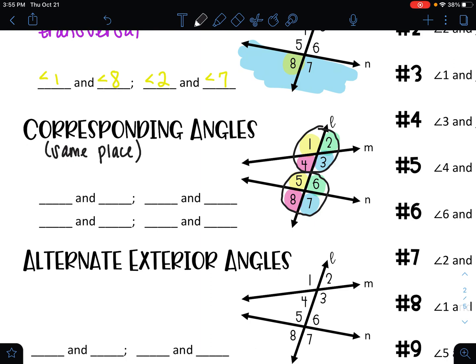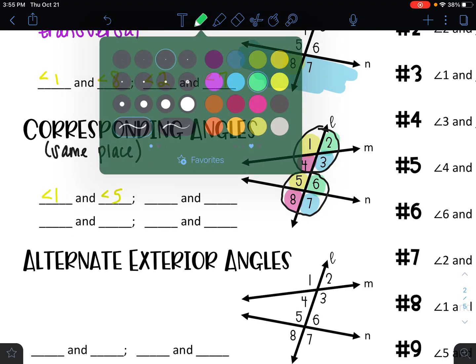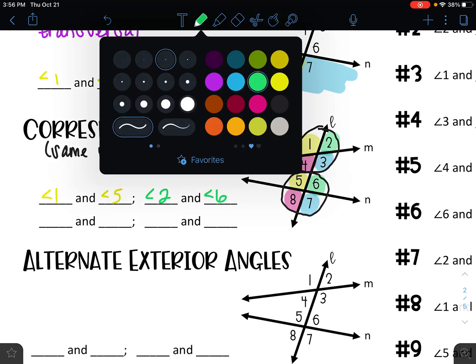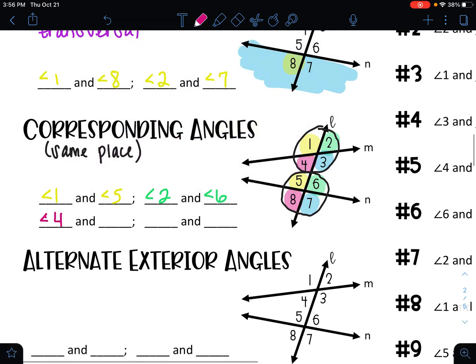All right, so let me write all those down and I'm gonna color coordinate those as well. So we have angle 1 and angle 5. Then we have angle 2 and angle 6. Then we have angle 4 and angle 8. And last but not least, we got angle 3 and angle 7.